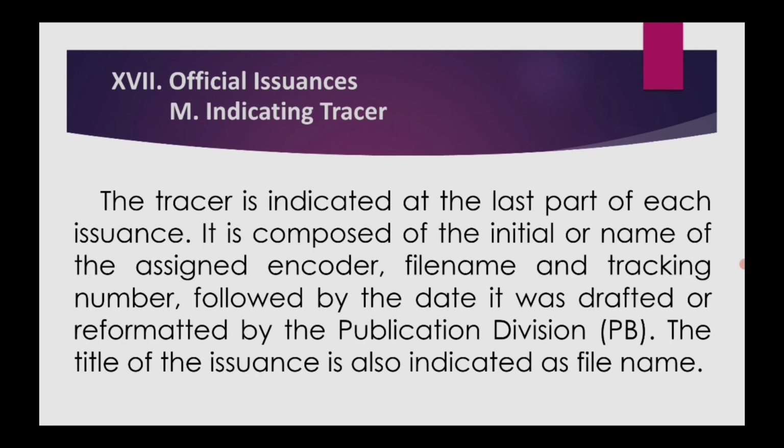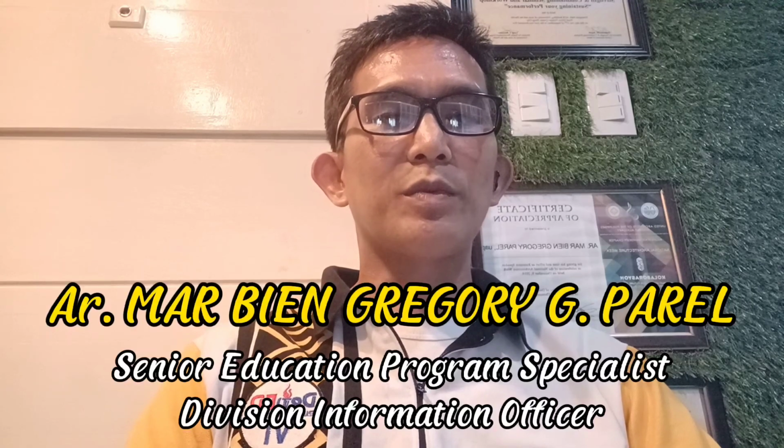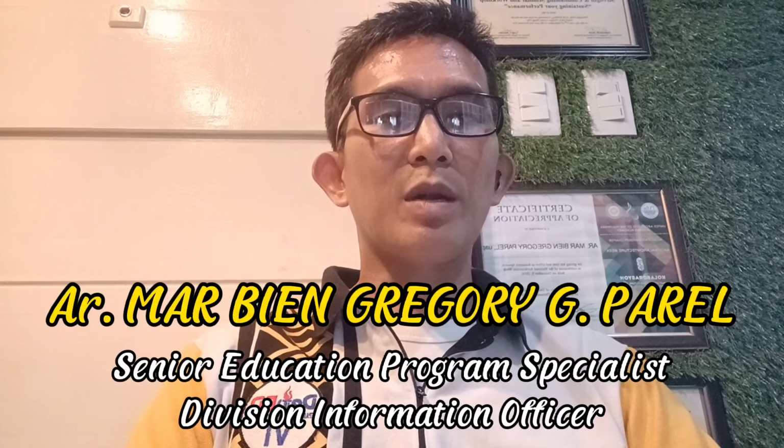Indicating tracer. The tracer is indicated at the last part of each issuance. It is composed of the initial or name of the assigned encoder, file name and tracking number followed by the date it was drafted or reformatted by the publication division. The title of the issuance is also indicated as file name. That ends my topic on the DepEd Manual of Style.